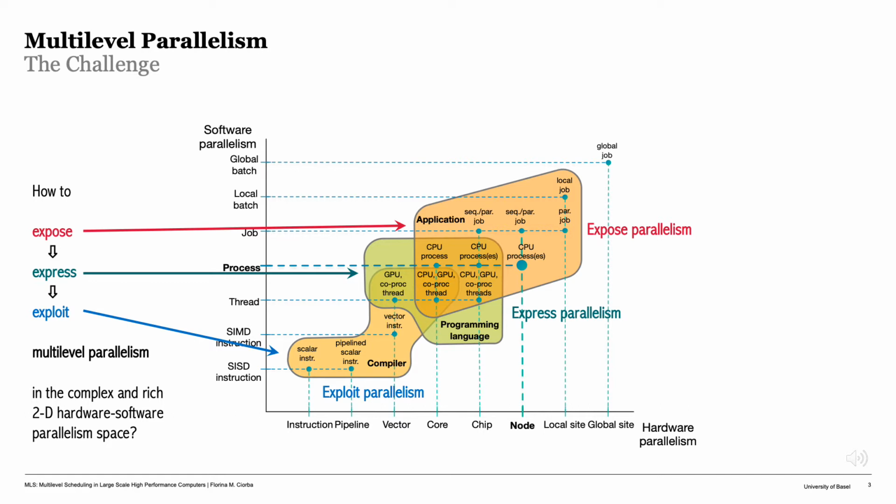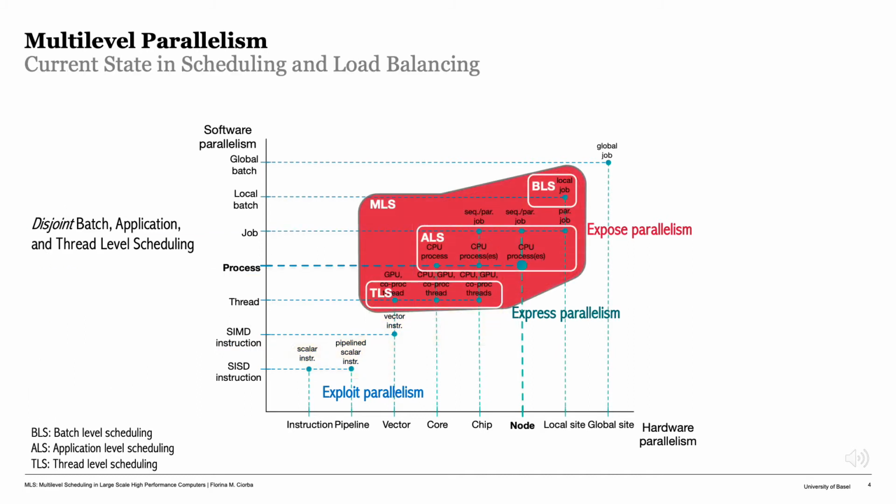And the greatest challenge here is how to expose, express, and exploit this multi-level software-hardware parallelism to improve performance in the complex, rich, and constantly evolving two-dimensional hardware-software parallelism space. The multi-level parallelism challenge is also challenging in terms of scheduling and load balancing of the workload.